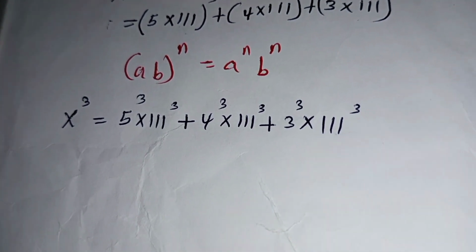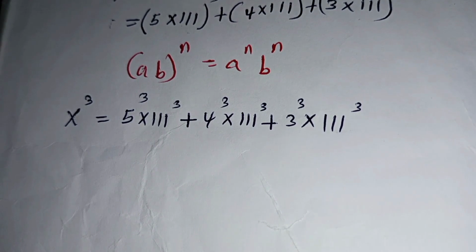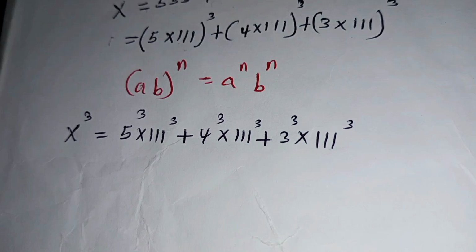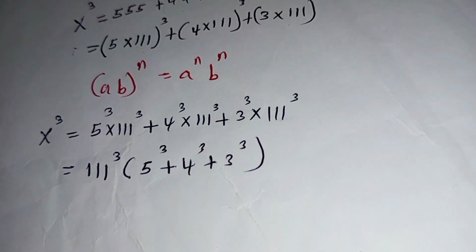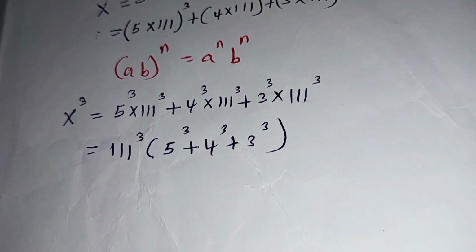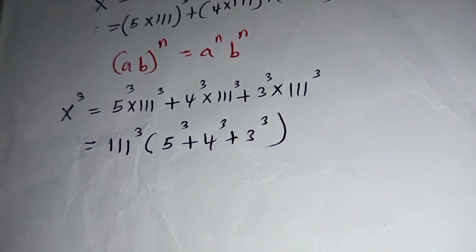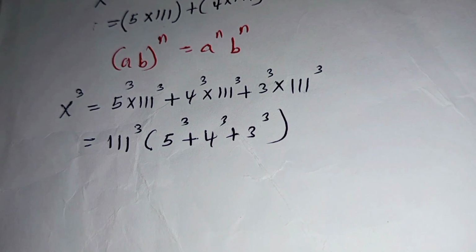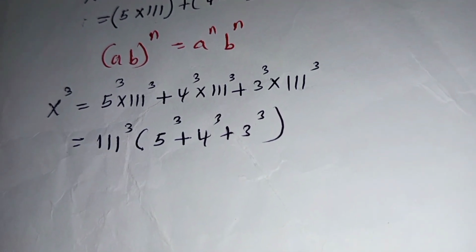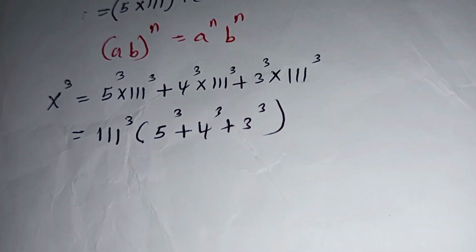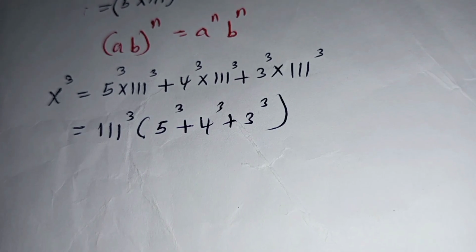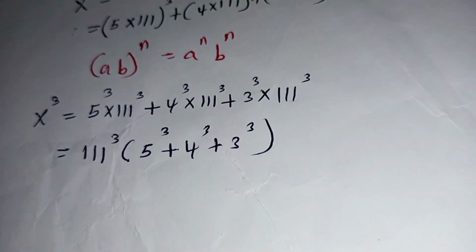Then from there, you can clearly see that 111 cubed is common on the right hand side. So you factorize it out. So we shall be left with 5 to the power 3 plus 4 to the power 3 plus 3 to the power 3. Then 5 to the power 3 is 125. 4 to the power 3 is 64. And 3 to the power 3 is 27. So we write that.